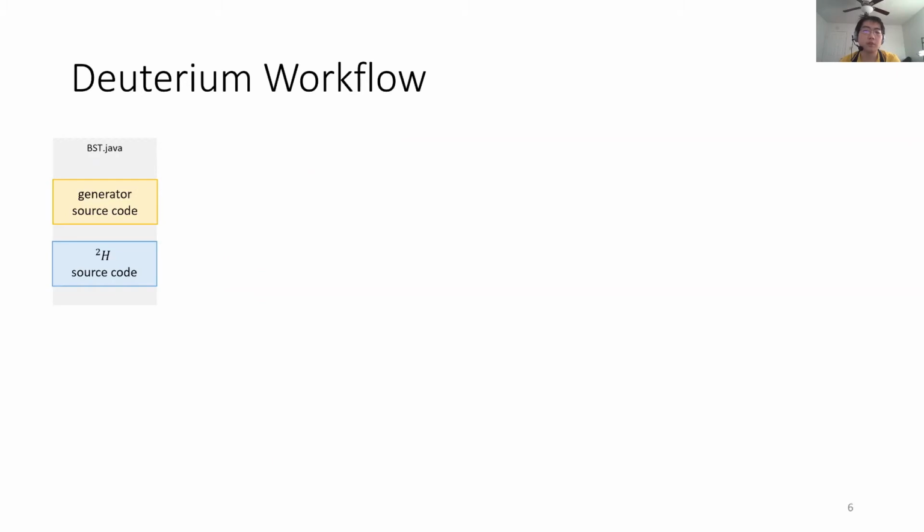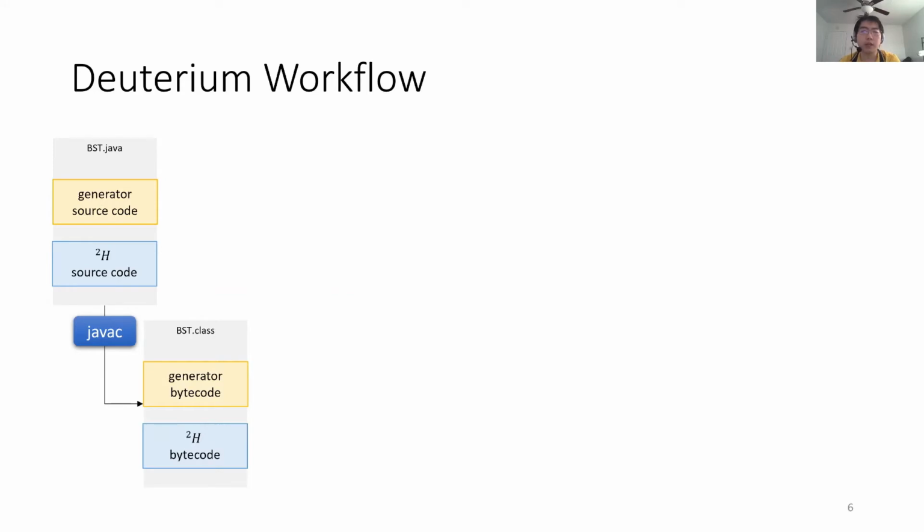To use Deuterium, users write their contract as a combination of a generator in plain Java and declarative specifications in 2H, which is also embedded in plain Java. So users can simply use the default Java compiler, javac, to compile their contract written in a Java file. The compiled contract is executed in the following steps.